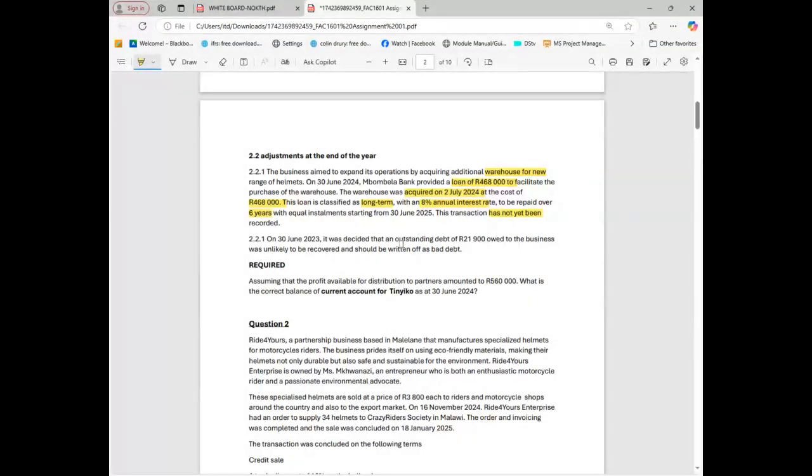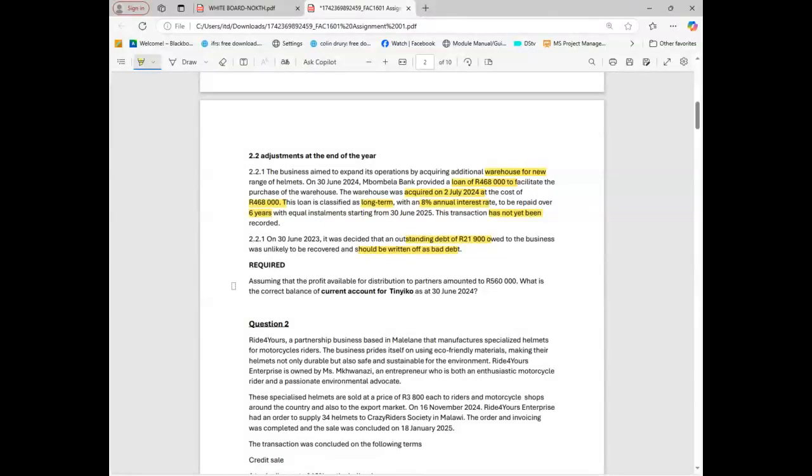On the 30th of June, it was decided that the outstanding debt of 21,900 owed to the business was unlikely to be recovered and should be written off. Remember, as I said, some of these are things that we learned before.